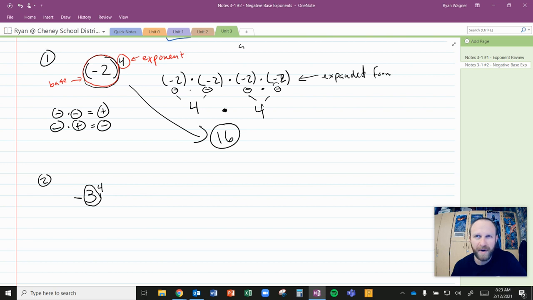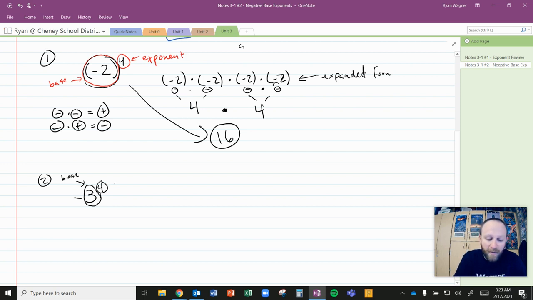Now that sounds really weird. There's actually a negative 1 that's out front multiplying by the power. And I know it's a little bit confusing, but the only thing you need to know is when we do not have parentheses and your base is negative, you do not include the negative sign. It's just the 3. Now, let me show you what that looks like in expanded form.